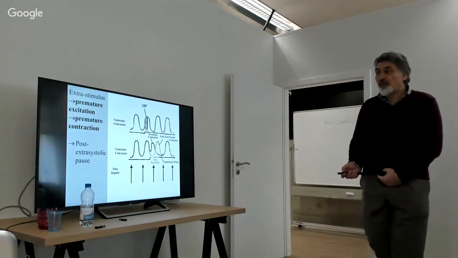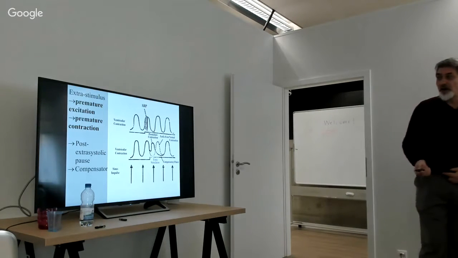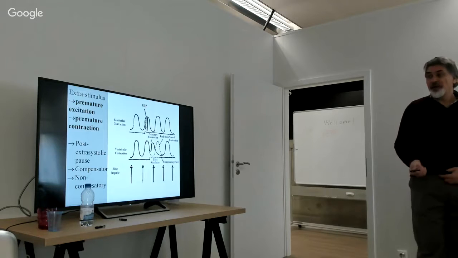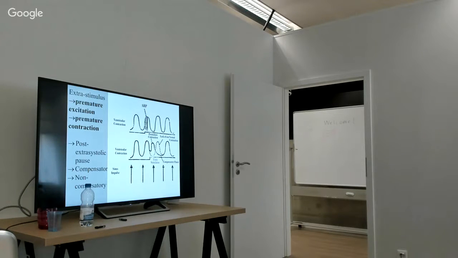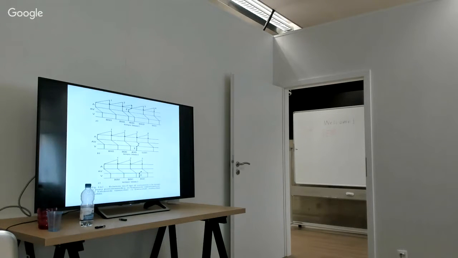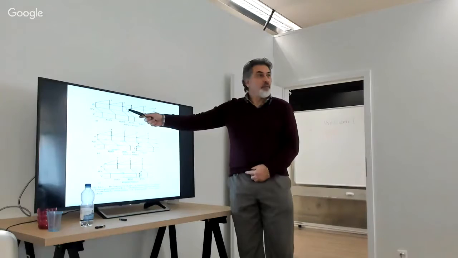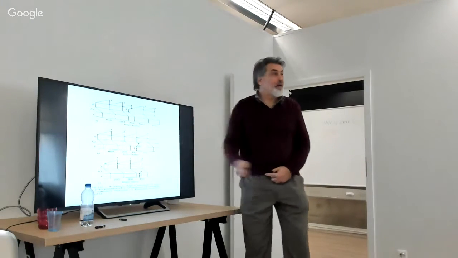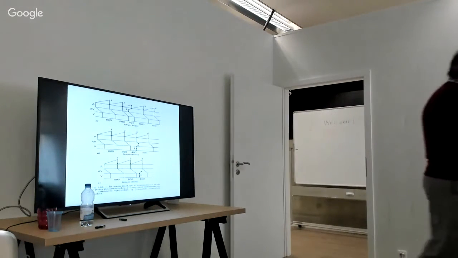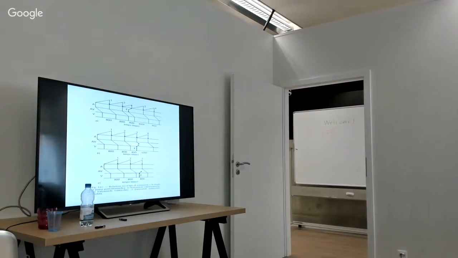There is the post-extrasystolic pause. That is compensatory when the extrasystole is ventricular and non-compensatory when the extrasystole is atrial. And the reason is here. You have the extrasystole in the atrium. This originates in some point of the atrium. For some reason, you have an ectopic focus.